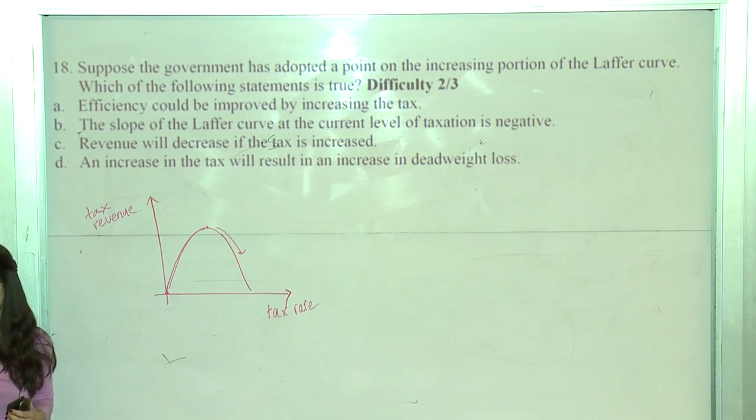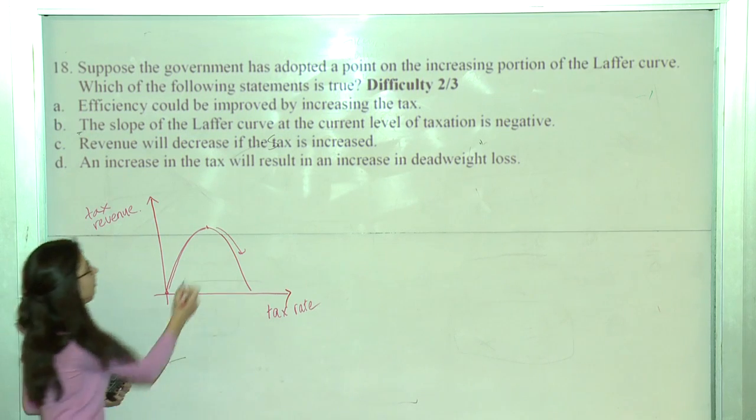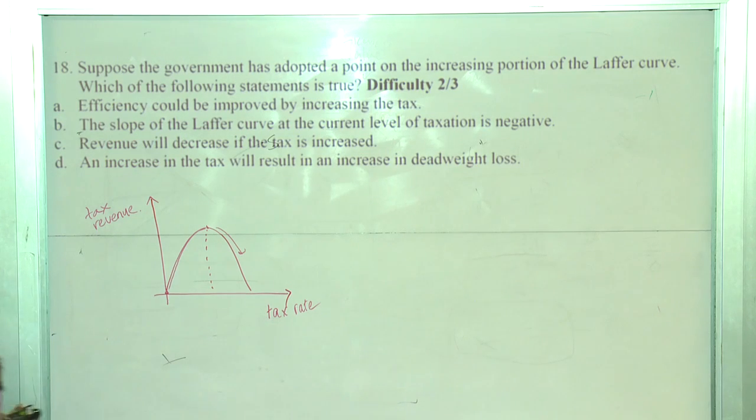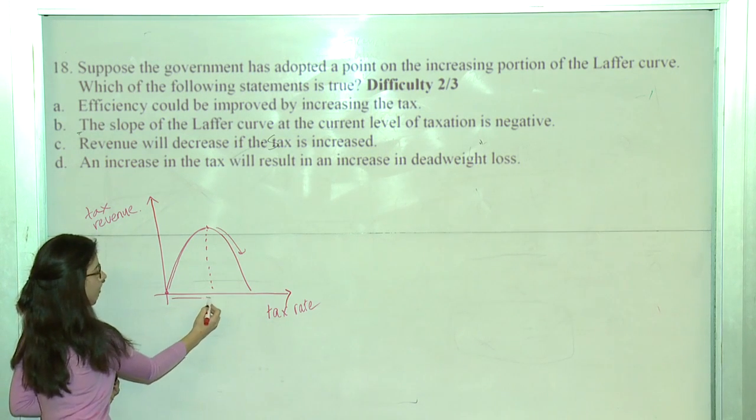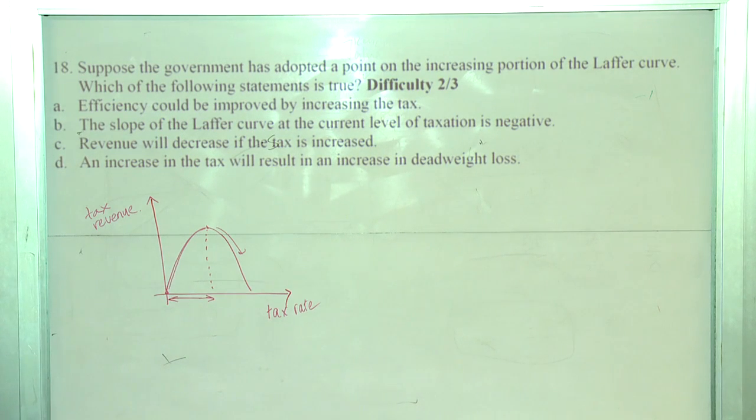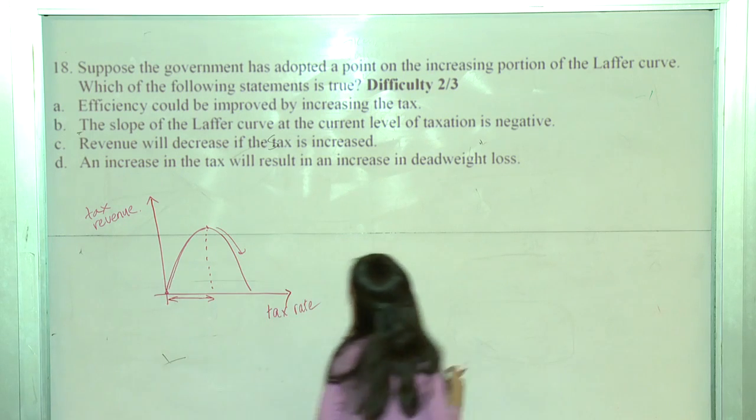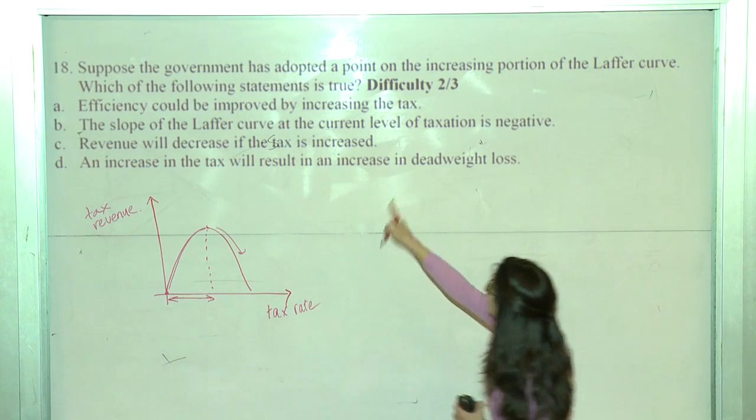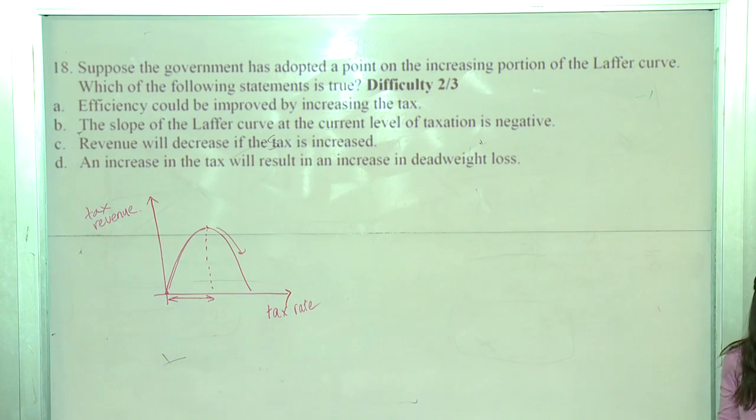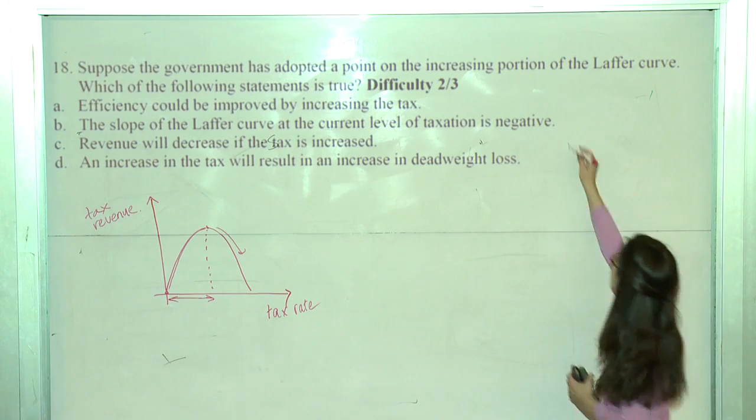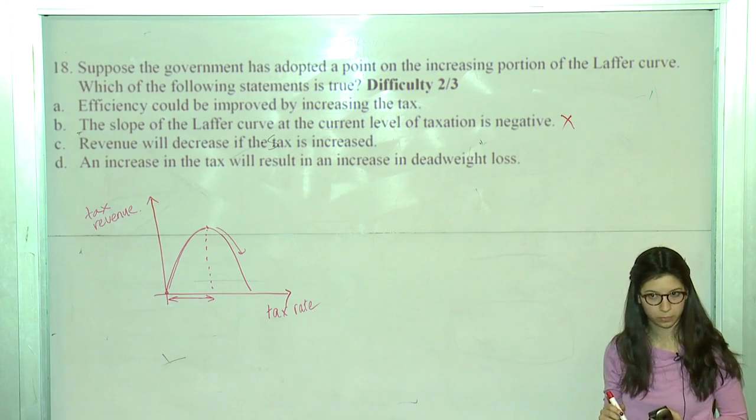Okay, so we're all familiar with the setup here. So, if I were to tell you that we were on the increasing portion of the Laffer curve, in other words, on this segment right here, what could we say about the slope of the Laffer curve at that current level of taxation? It's positive. So we can automatically cross off B. We have a positive slope.